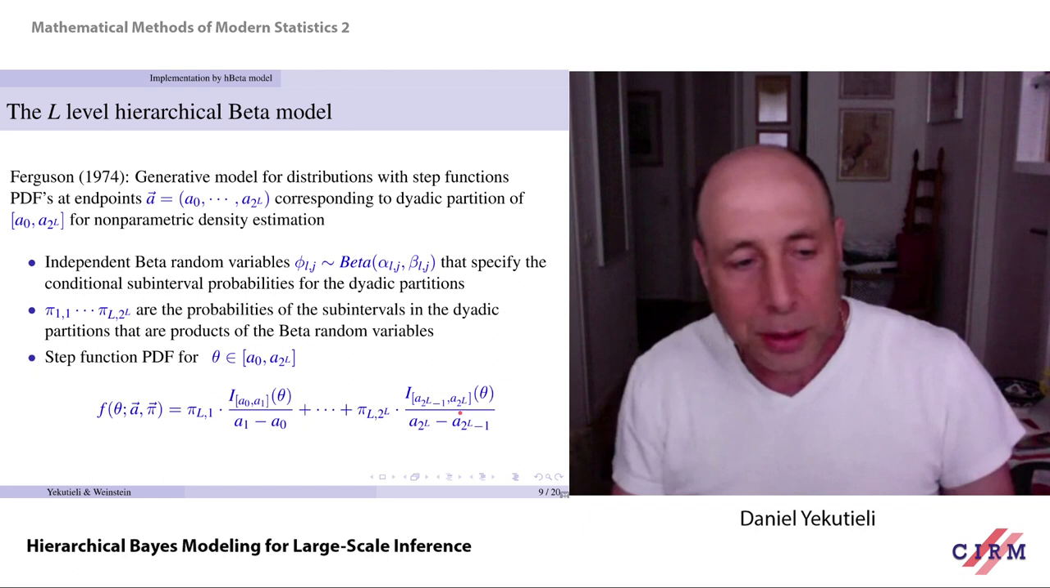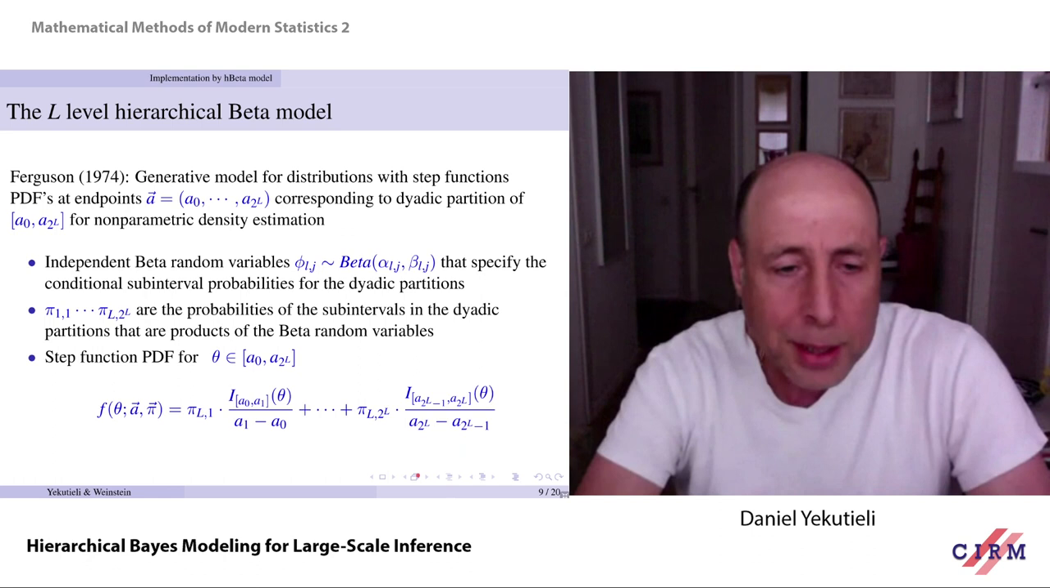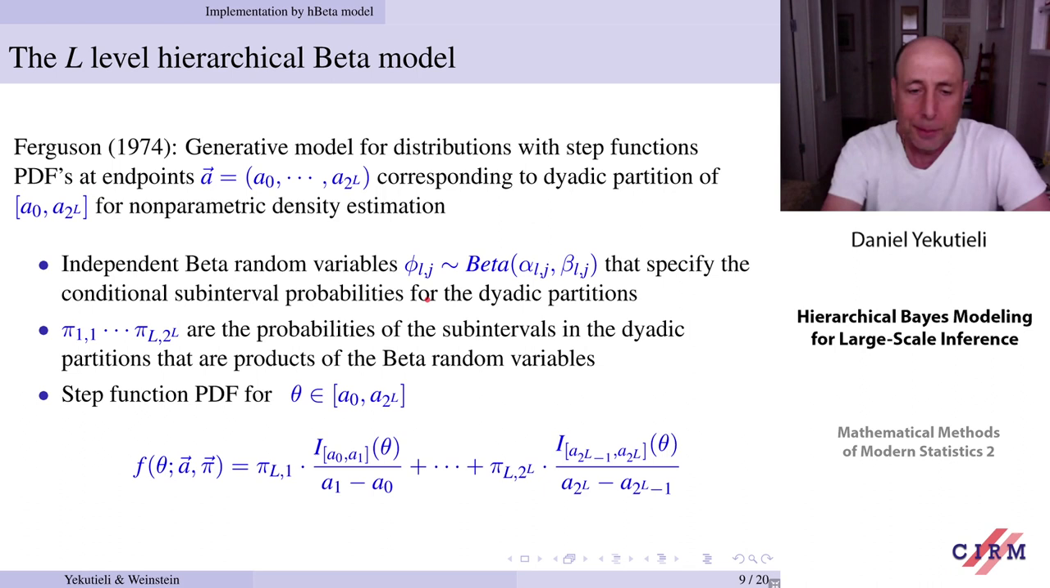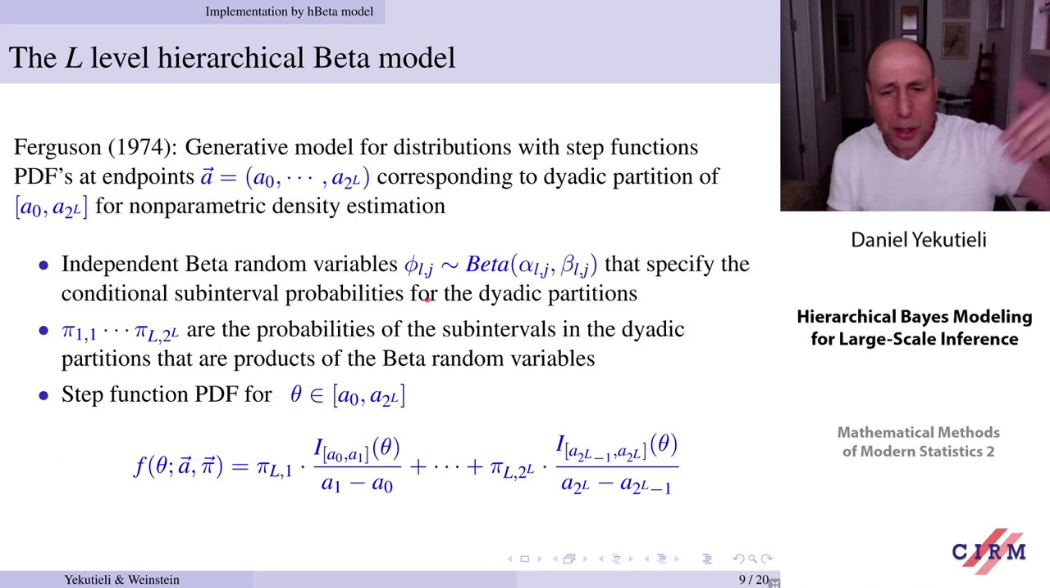So here are its components. The most important component is a sequence of independent beta random variables, which we denote by phi. Sorry, these are phis, not thetas. The phis have two indexes. The first index L is the level, where L goes from 1 to big L. And then J: we have 2 to the power of L minus 1 of these in each level. These are the actual parameters of this structure.